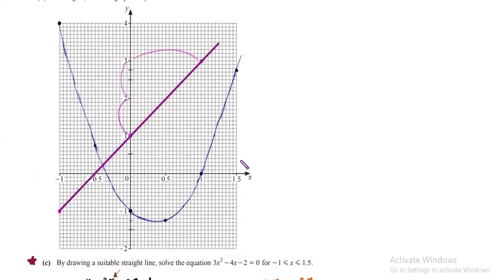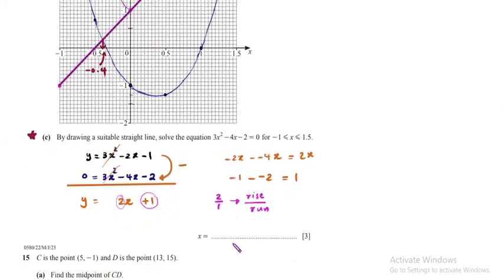Now that we have drawn it, the place where the straight line graph and the quadratic graph intersect is going to be the value of x that we are expected to find. That is, this is where it intersects. So at this point, we need to find the value of x. So we have 0 here, minus 0.5. The point that we have here is minus 0.4. That's going to be our answer. So the value of x is minus 0.4.